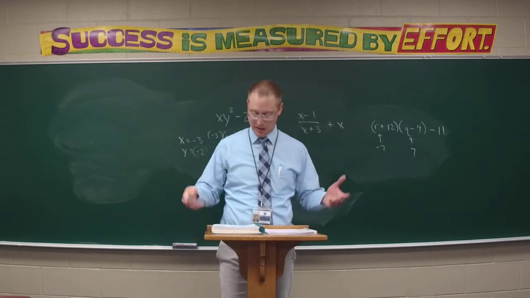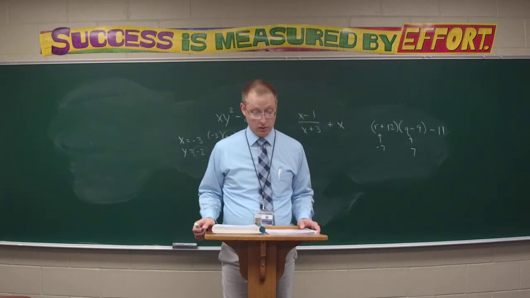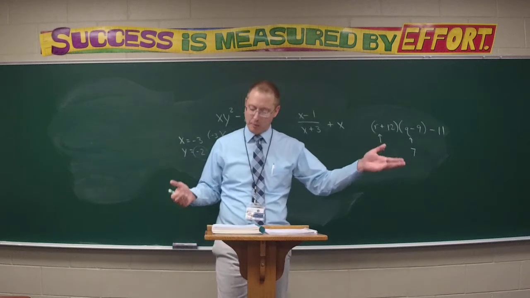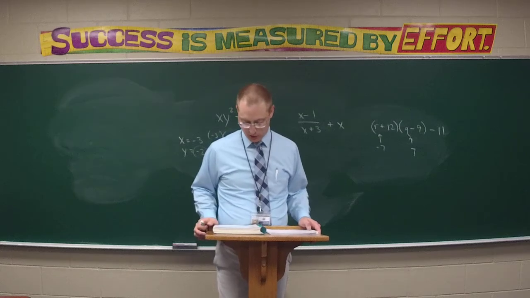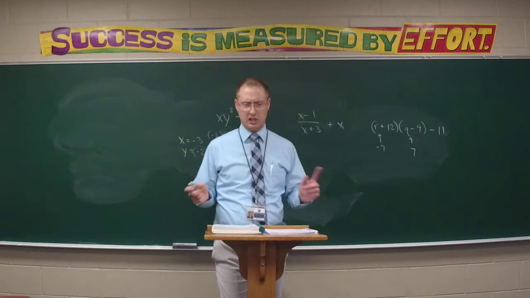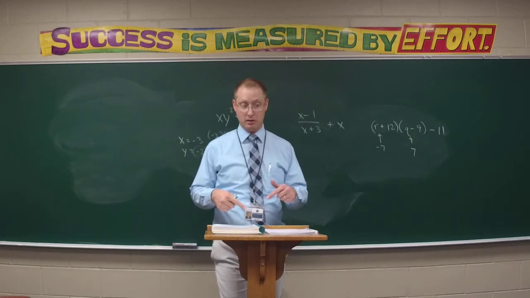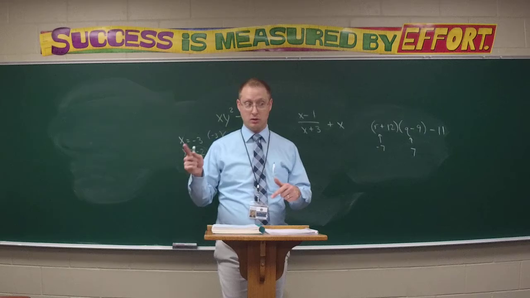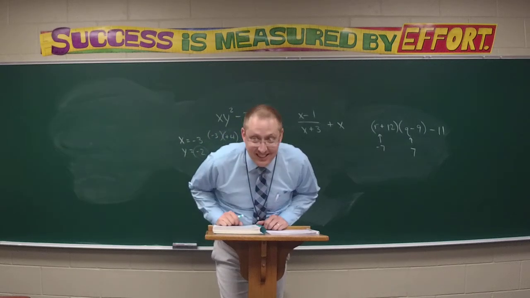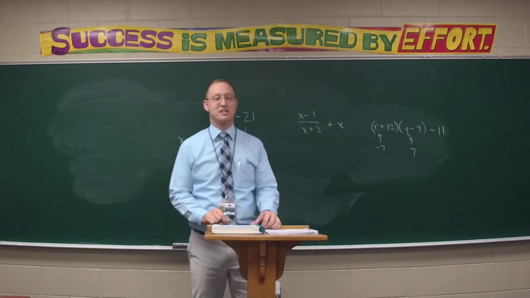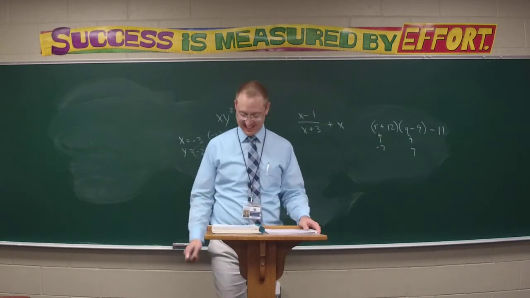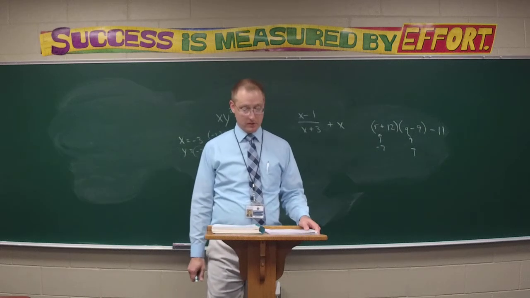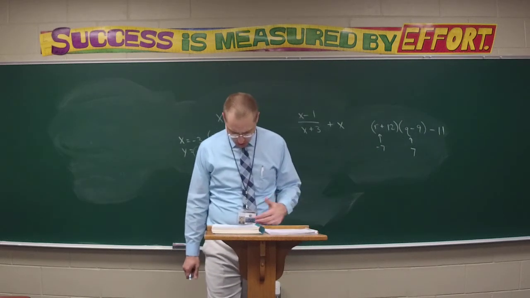Number 17, class, what would we have to do? FOIL, specifically. We would multiply, but how? By FOIL, right? First, outer, inner, last. Your first gives you? 3m squared. Outer, 8m. Inner, negative 36m. Negative 36, positive 8? Negative 28m, and then the last. Multiply to give us? Negative 96.